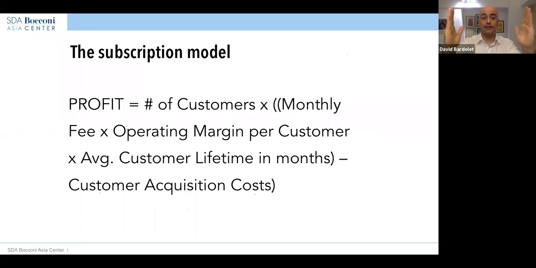So how long is that time? Does the average subscriber of my platform last 10 months? Or do they last 5 years on average? Because it's very different, the amount of money I can make when people stay only 10 months on my platform on average versus 5 years, paying a fee every month. So this average customer lifetime in months becomes a very important variable.